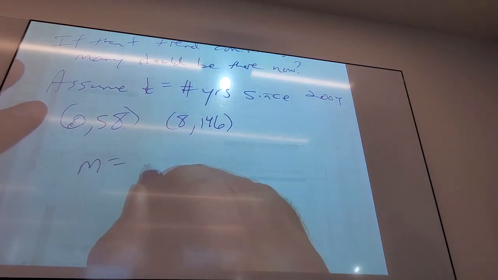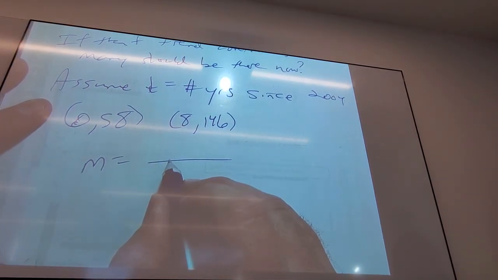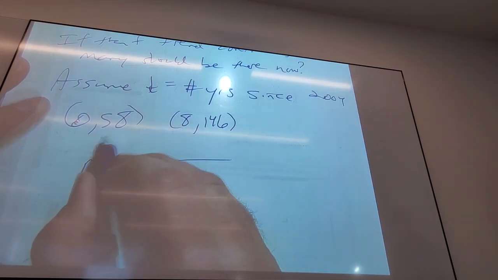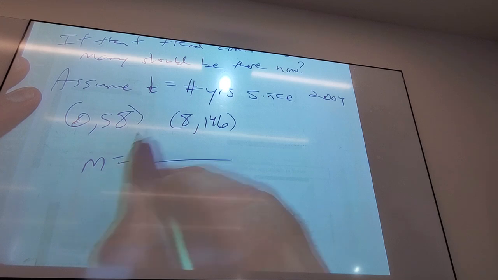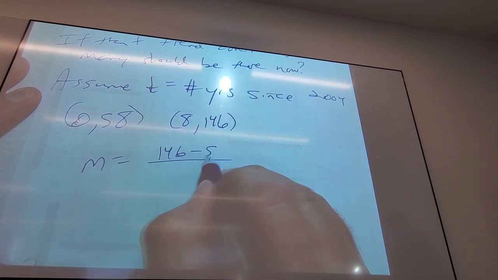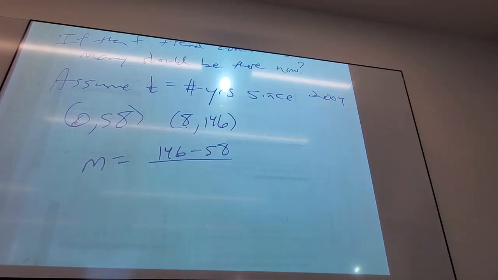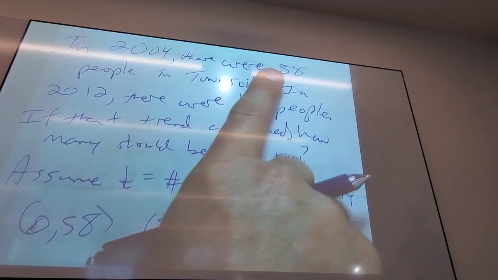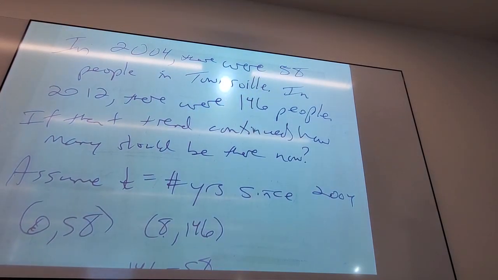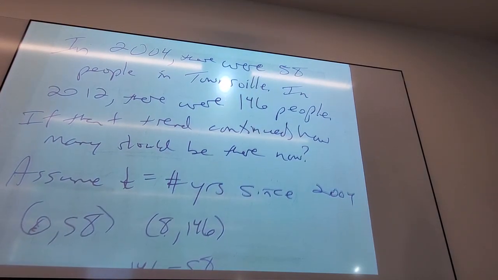All right, how did you guys set this slope up? Yeah, so I would call this y2. It does not matter which way you go. But if I go 146 minus 58, I must go 8 minus 0. I've got to go that same way or else I get the wrong slope. Should the slope be positive or negative before we do any calculation? Positive, because this population is going up.